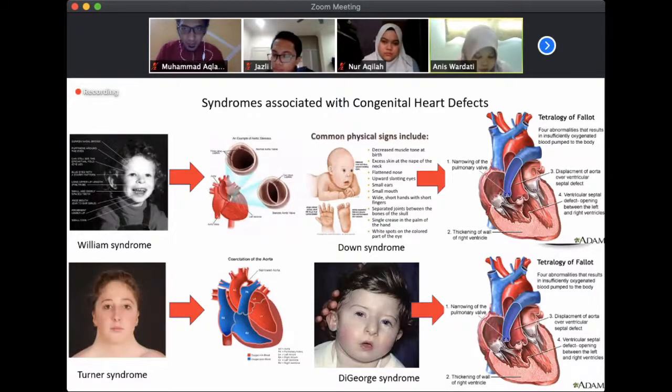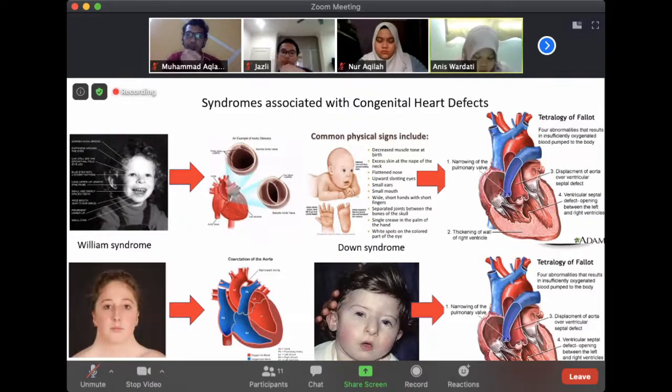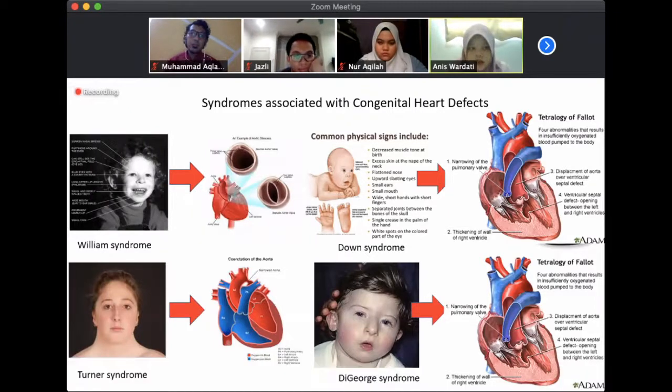So in DiGeorge syndrome, the portion of the heart, head, neck, thymus, and also parathyroid is derived from the third and the fourth pharyngeal pouch. Because of this microdeletion, it will affect the descent of these pouches into their designated place. So there will be a defect that leads to the conotruncal anomaly.